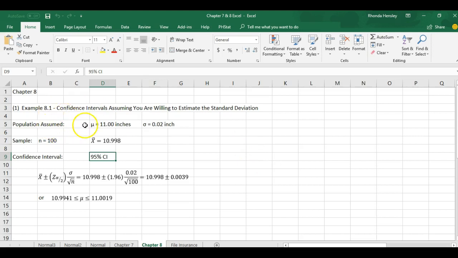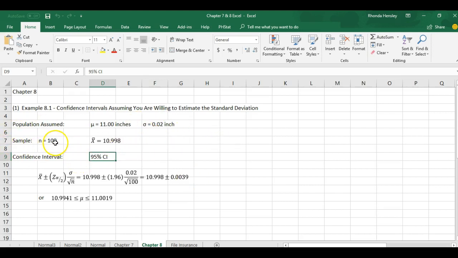So for this first example, they are making paper, and the paper is supposed to be 11 inches long and is assumed to have a standard deviation of 0.02 inches. Remember, sigma and mu are population figures. We'll never know whether those are exactly right or not. We just assume that's what we want from our population. Anyway, so we take our sample.